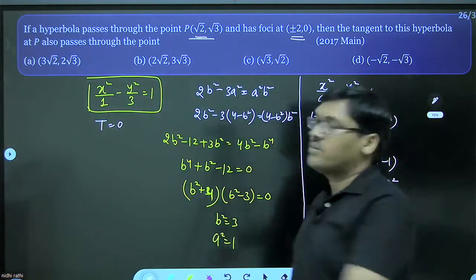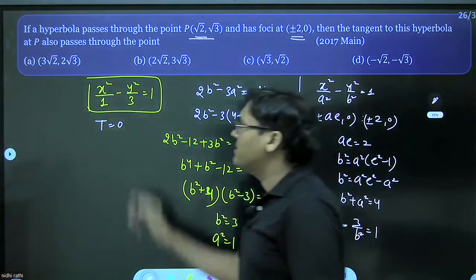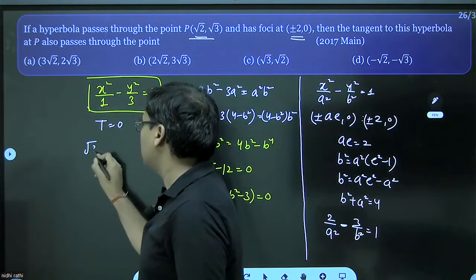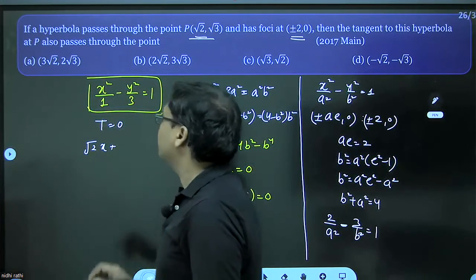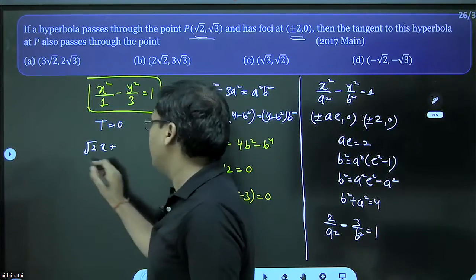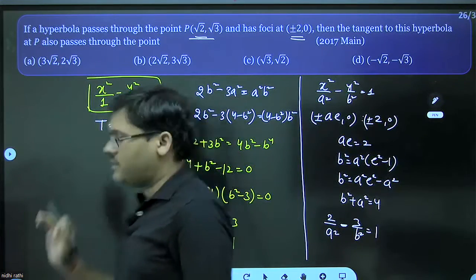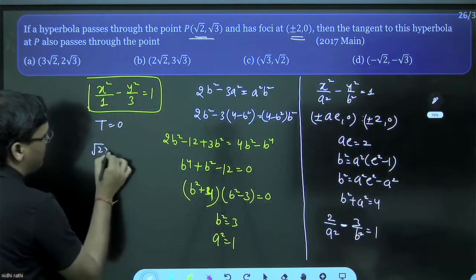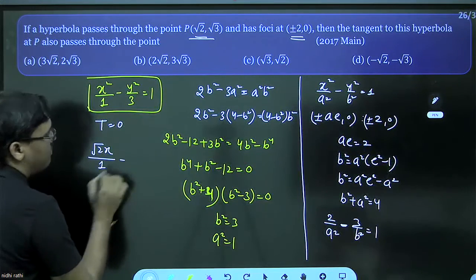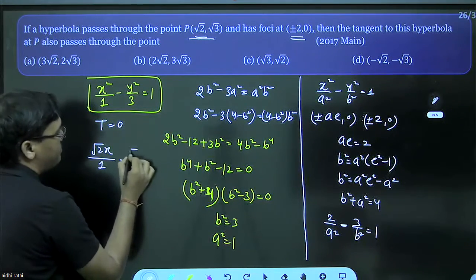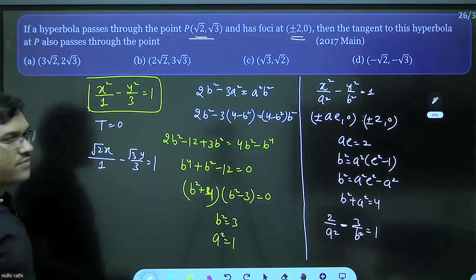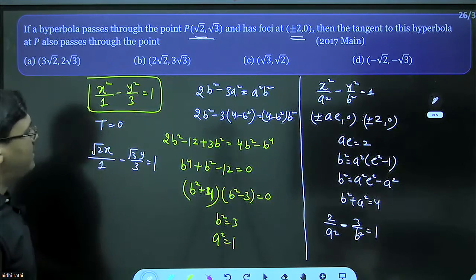The point (root 2, root 3) is lying on the hyperbola. So what is the answer? Replace x square with xx1, and y square with yy1. This is equal to 1. This is the equation of tangent. You can check this, right?